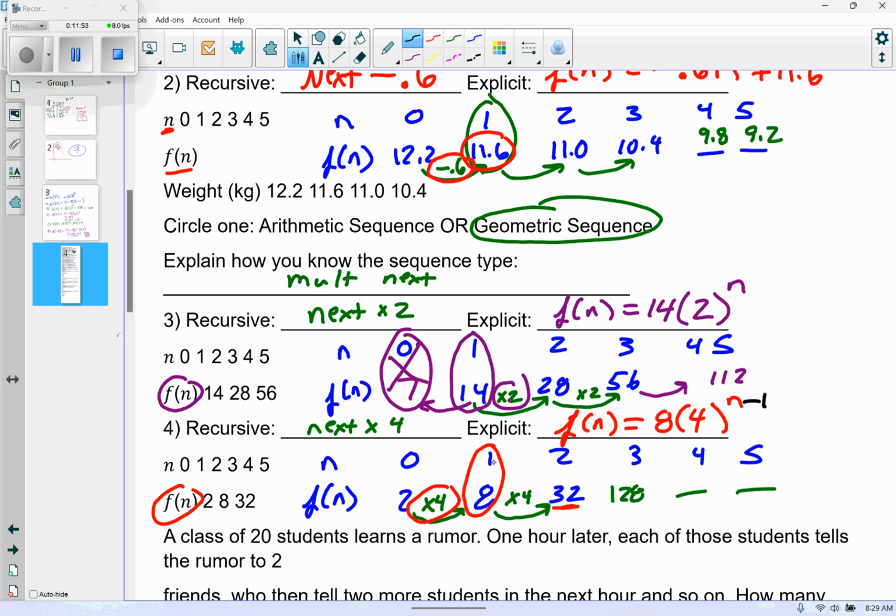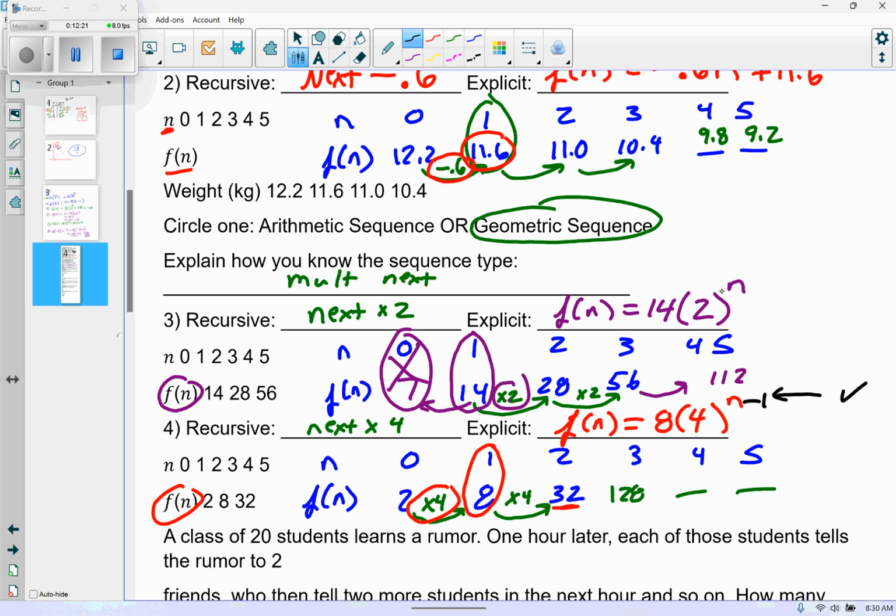And the reason I'm going to do that, if I plug 1 in, 1 minus 1 is 0. 4 raised to the 0 is 1. 8 times 1 gives me 8. So that's important. Make sure you double check. In fact, let's go back to this top one and make sure we did it right. So I wanted to make sure I got to 14.